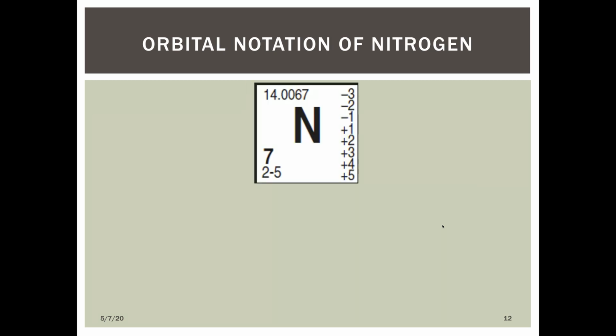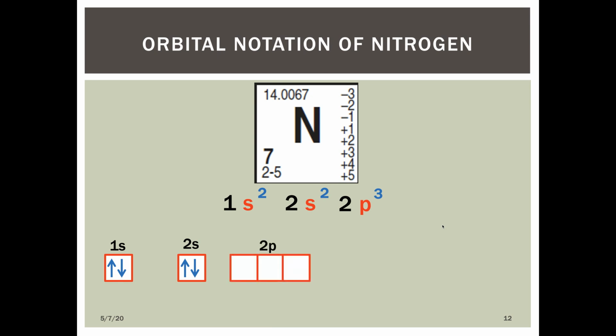For nitrogen, nitrogen's configuration was 1s2, 2s2, 2p3. So our first box will be 1s. There's 2 electrons in there, up, down. The next box is for 2s. There's 2 electrons in there, up, down.